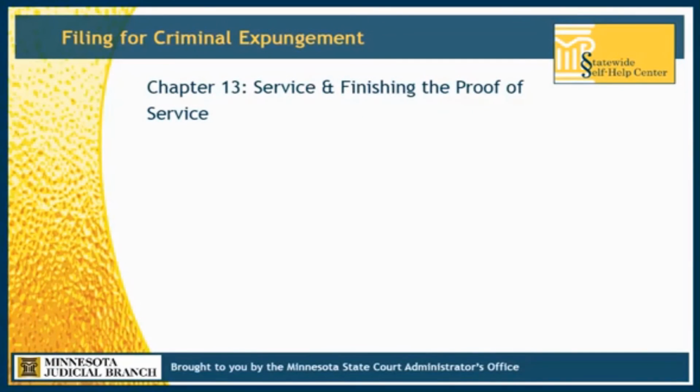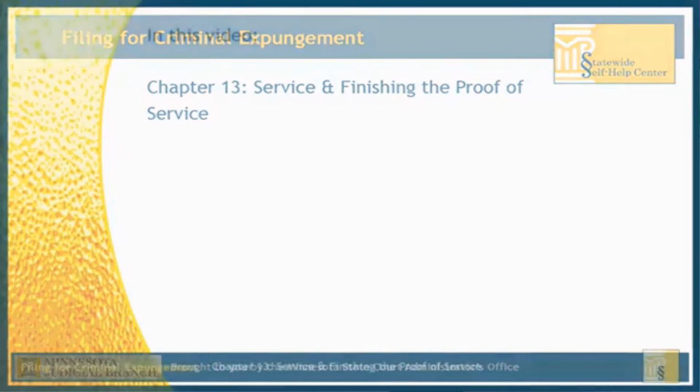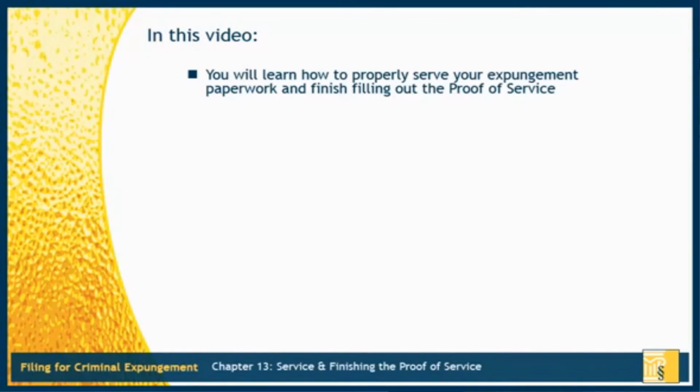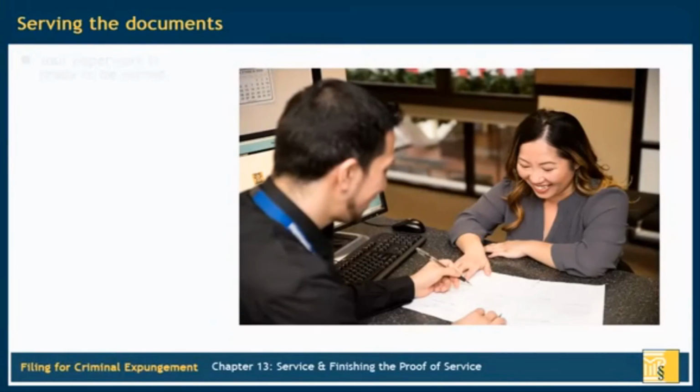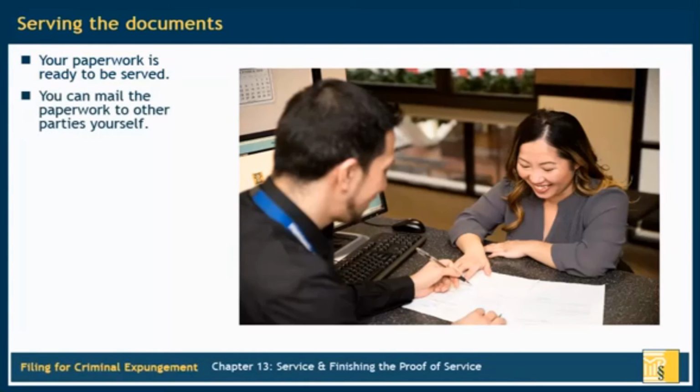Chapter 13. Service and finishing the proof of service. In this chapter, you will learn how to properly serve your expungement paperwork and finish filling out the proof of service. Your paperwork should now be ready to be served. In some situations, paperwork must be served by a neutral third party and cannot be mailed. However, for criminal expungement, you can mail the paperwork to the other parties yourself.